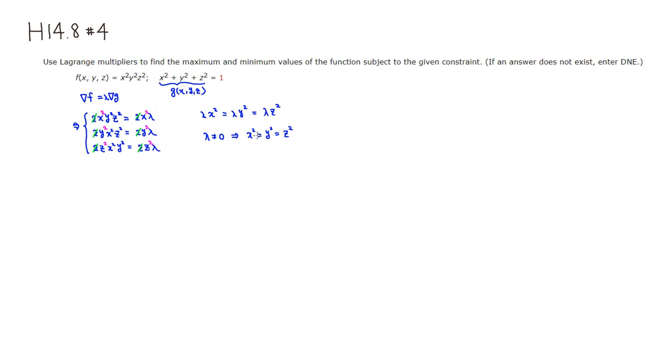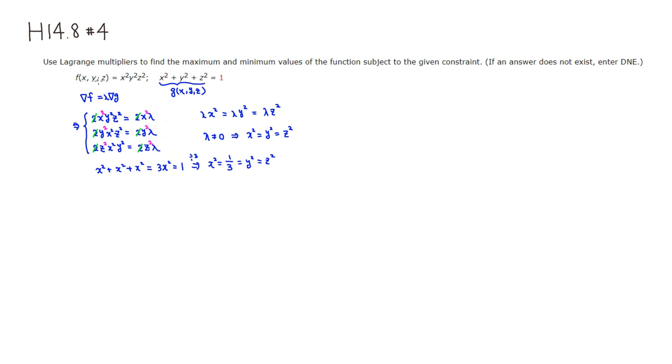If you plug it into the g function, you get x squared, and y squared is the same as x squared, and z squared is also the same as x squared, and that's equal to 1. So let's add them up: you have 3x squared equal to 1, which means dividing through by 3, x squared is equal to 1/3. This is the same as y squared and also z squared.